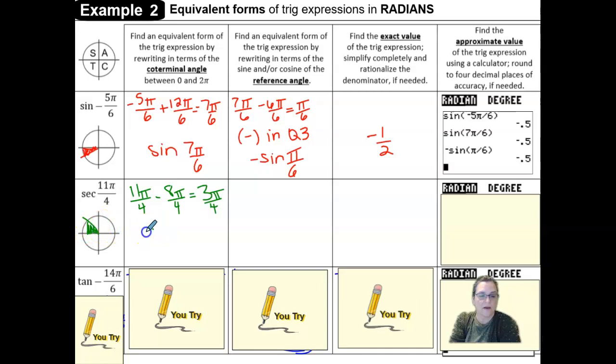In quadrant 2, the sine is positive, cosine and tangent are negative, and since the secant is the reciprocal of the cosine, in quadrant 2, the secant would also be negative. So we're going to jot down a reminder here that the secant of that angle is negative in quadrant 2.